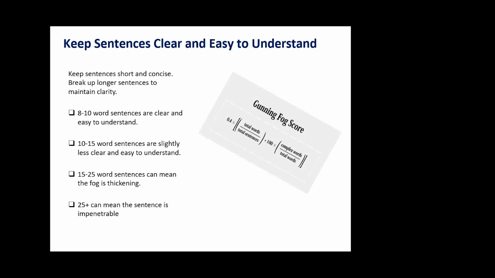8 to 10 word sentences are clear and easy to understand. 10 to 15 word sentences are slightly less clear and easy to understand. 15 to 25 word sentences can mean the fog is thickening, and 25 plus can mean the sentence is impenetrable. Typically, you're trying to keep your sentences relatively short, to make what you're communicating easier to understand and accessible.